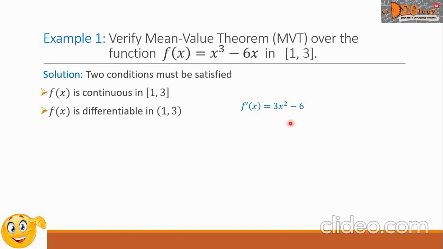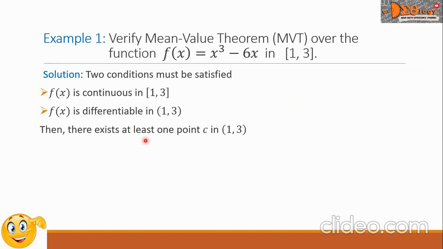Second condition, f of x is differentiable in the open interval from 1 to 3. It means if we take the derivative of this function, we have now f prime of x equals 3x squared minus 6. We can see here that our function is a polynomial function. Also, the derivative is another polynomial function. And we say that polynomial function is continuous. And this derivative here is defined in the open interval from 1 to 3. So we say that f of x is differentiable in the open interval from 1 to 3.